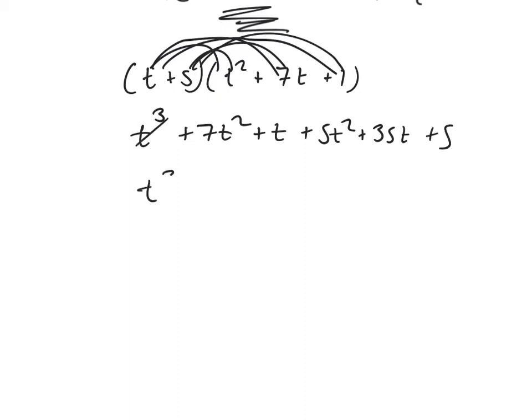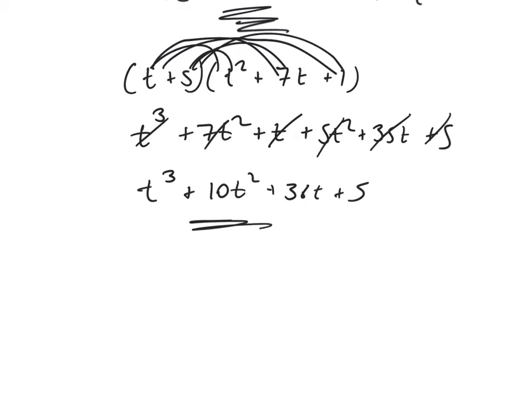Okay, so I've got t cubed, 7t squared, and 5t squared is 12t squared. T and 35t is 36t. And then I've got plus 5, final answer.